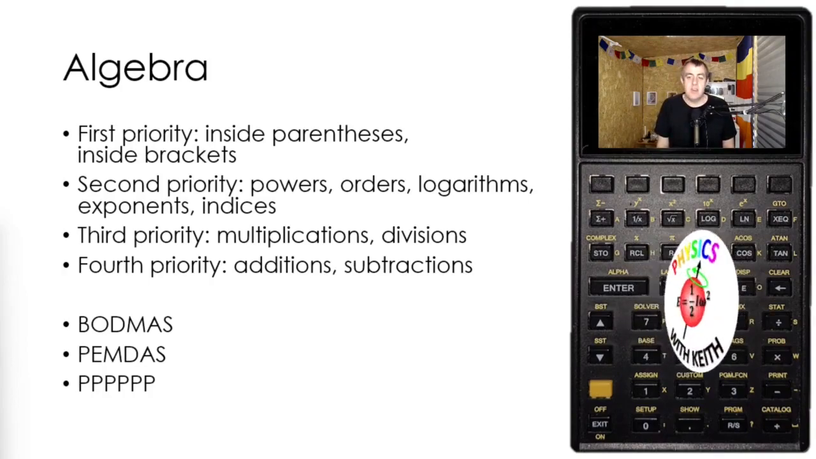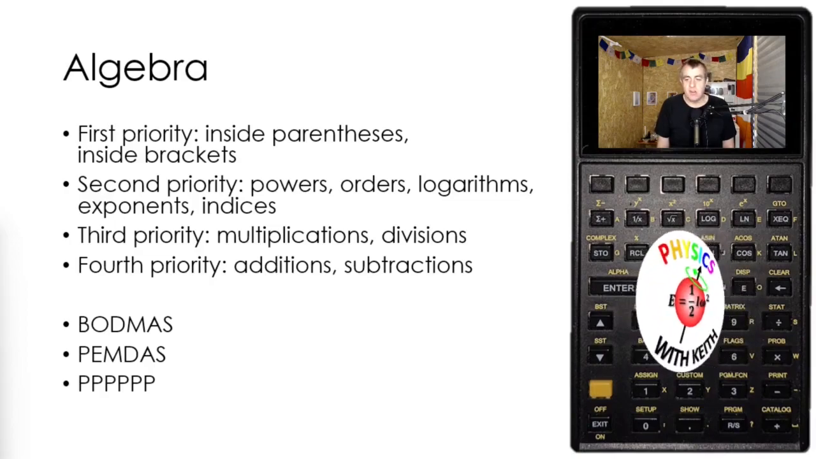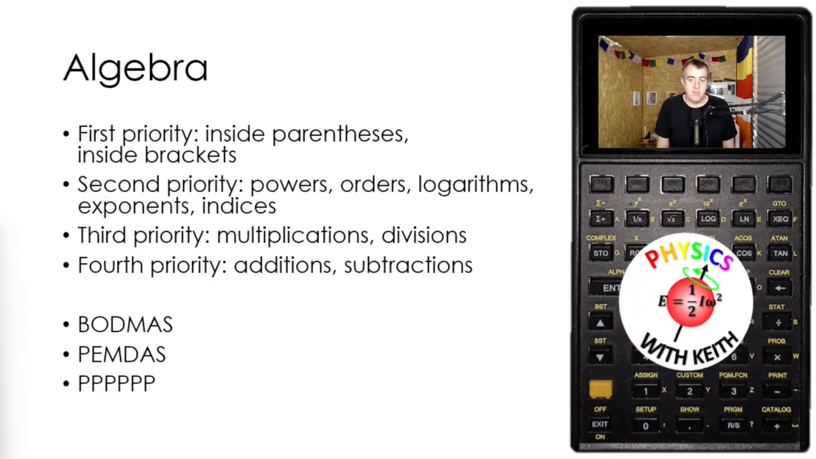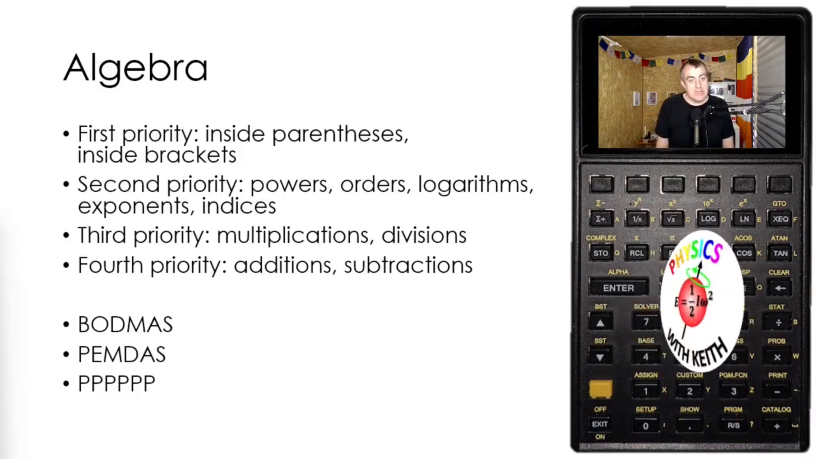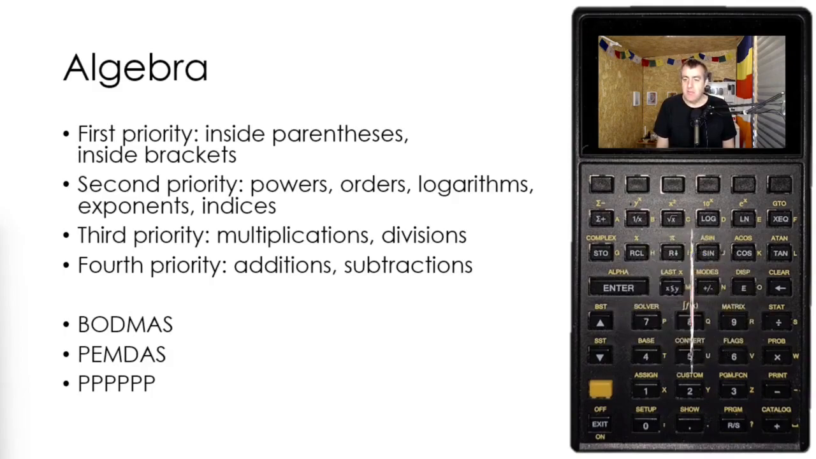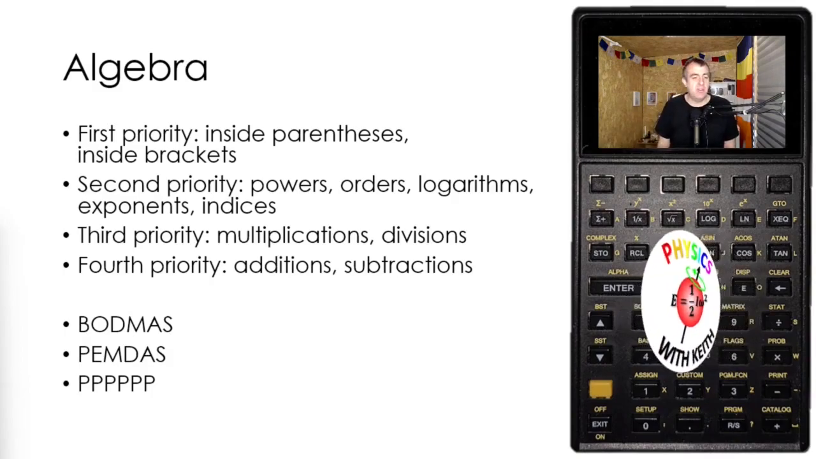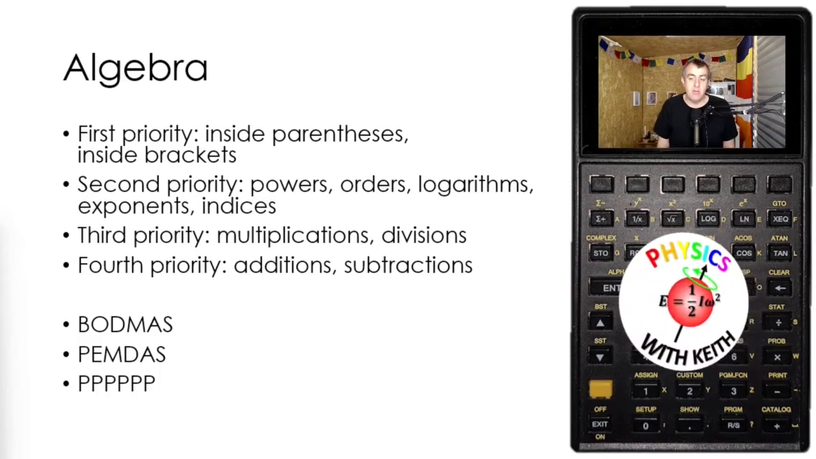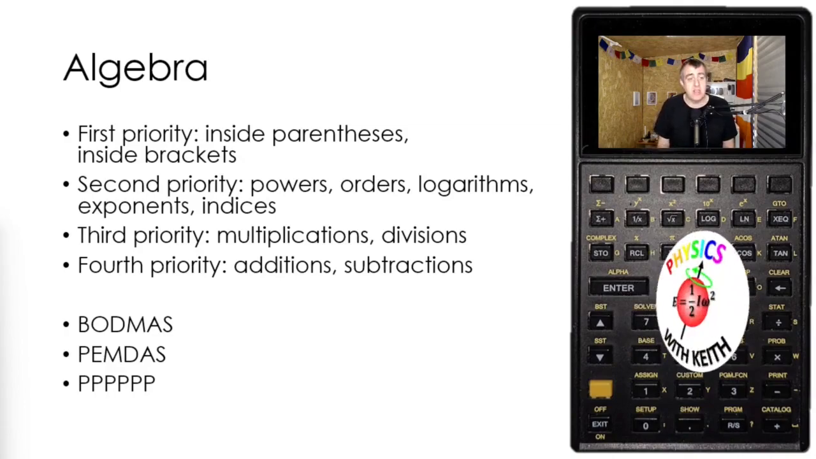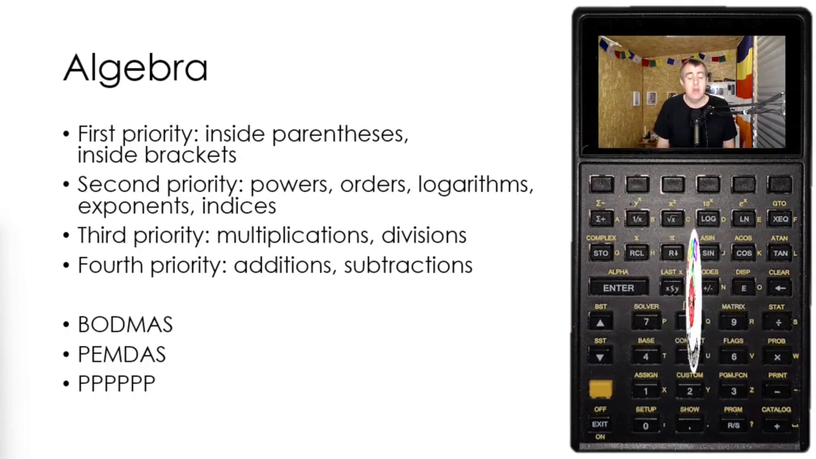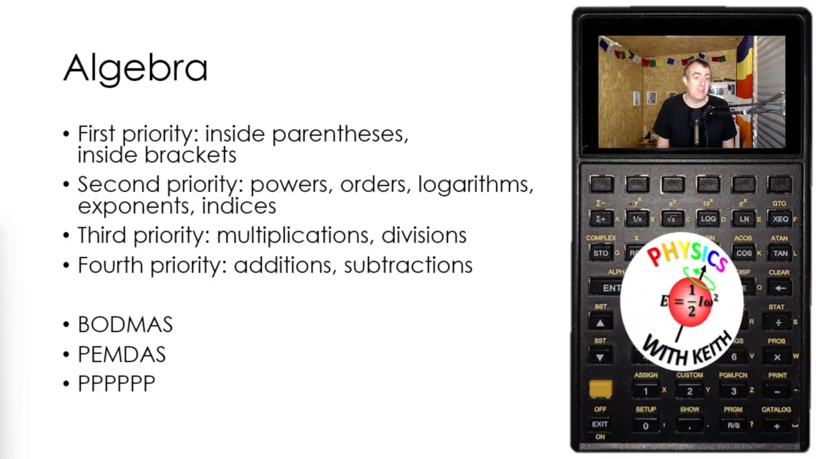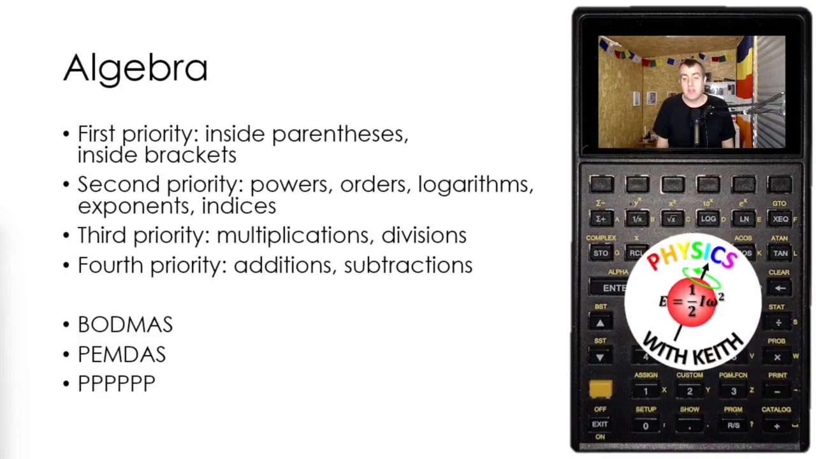The second priority is any powers, and there's so many words that mean the same thing. Powers, orders, logarithms, exponents, indices. The singular of indices is index, not indice, which I've heard before. Third priority, multiplications and divisions. I mean, division is just multiplication with a negative exponent. So they're the same priority. Neither has more priority than the other. The fourth priority is additions and subtractions. Remember, subtraction is just adding a negative number, so they're equal priority there.